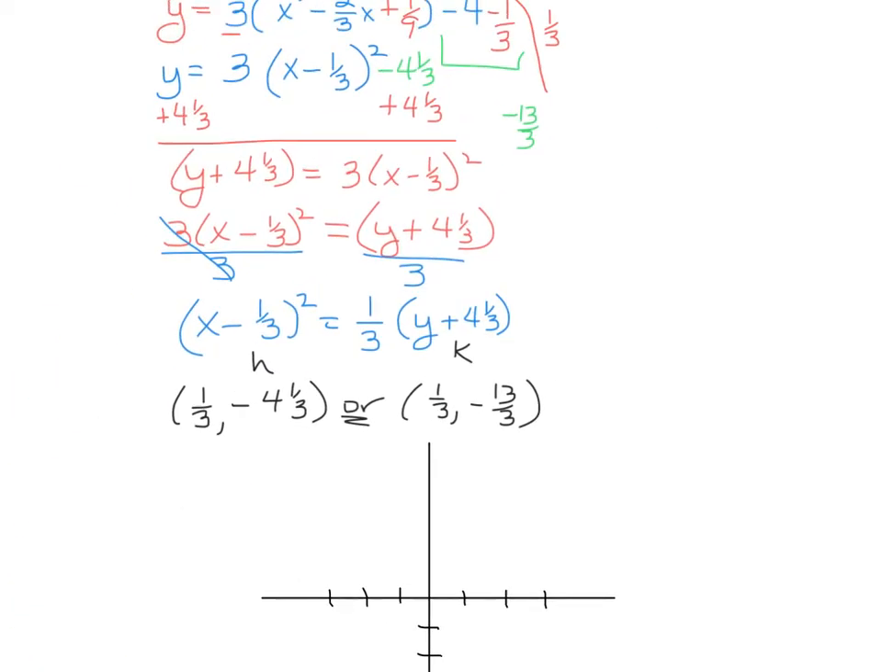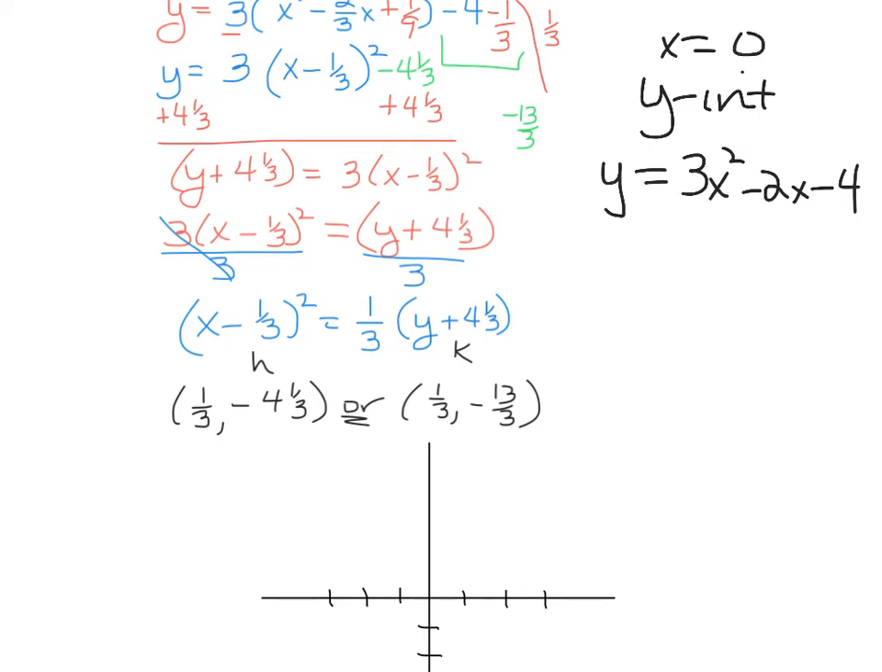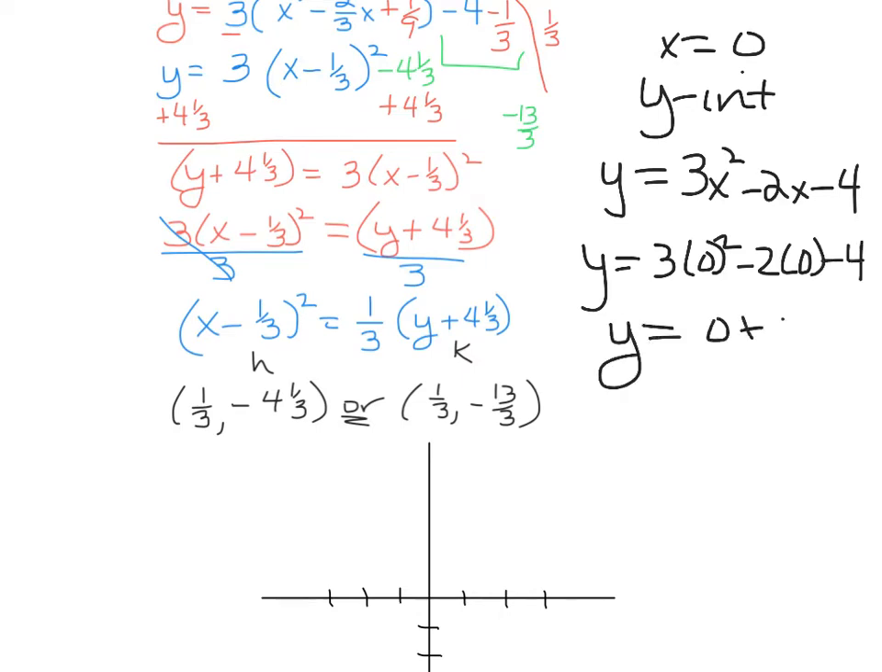So to get the y-intercept, I'm going to take the original, y equals 3x squared minus 2x minus 4. Again, I'm setting x equal to 0. So 3 times 0 squared minus 2 times 0 minus 4. So y equals 0 plus 0 minus 4. y equals -4. So now I have two ordered pairs, and then I use my axis of symmetry to get the third.